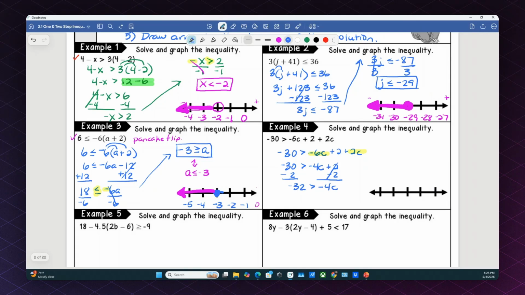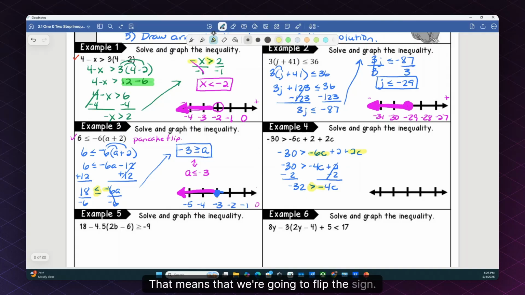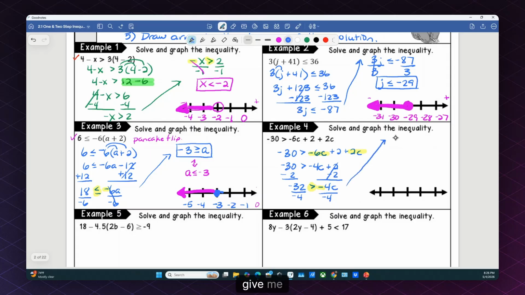Negative 4c. And so when I write that negative 4c, I want you to immediately think, oh, we've got to pay attention. It's got a negative. That means that we're going to flip the sign. Okay. So we're going to divide by negative 4. Divide by negative 4. So I can carry my work over here. Negative 32 divided by negative 4 is going to give me positive 8. I'm going to flip that inequality. Goes this way. Alrighty. This is my answer.